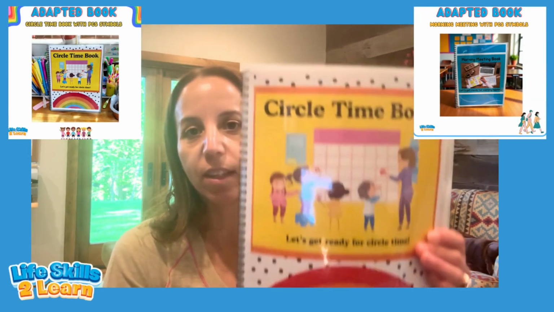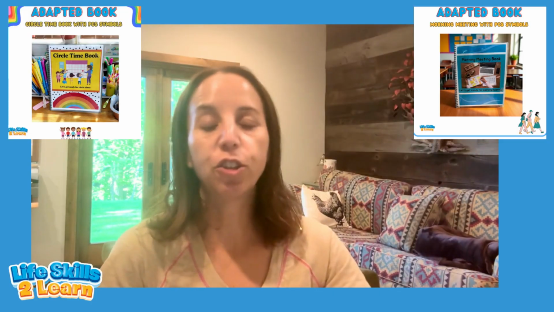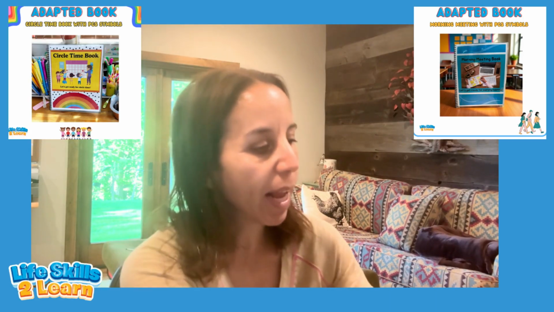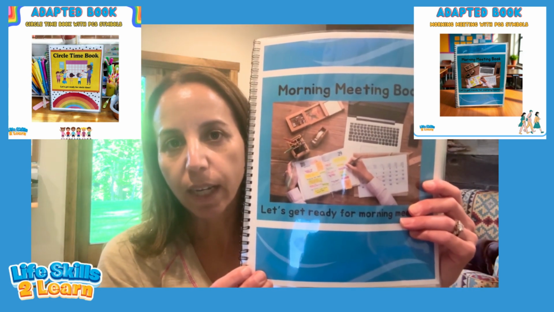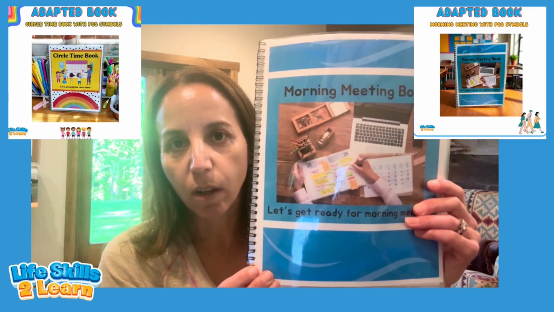Today I'm going to be talking about two of my products. The first one is Circle Time Book, which is a non-electronic book to use during Circle Time, also to create those visual supports for kids. This could be used as a standalone during Circle Time, or you could also use it in conjunction with an AAC device. The next one I have is a morning meeting book, which is more for the older kids, so I would say like middle school to high school. So I'm going to show you both today.